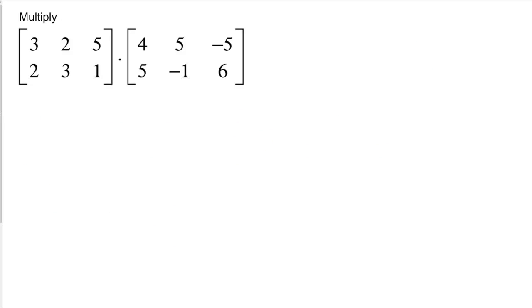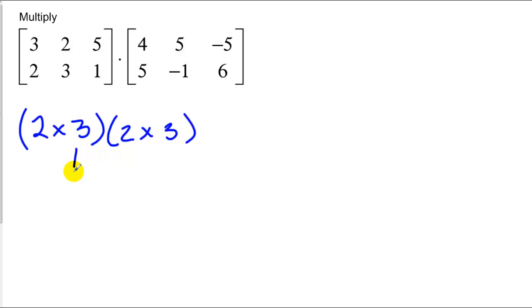Next, we're asked to multiply this set of values. However, you'll notice that I have a 2 by 3 multiplied by a 2 by 3. In this case, the number of columns in the first does not match the number of rows in the second, so it can't multiply.